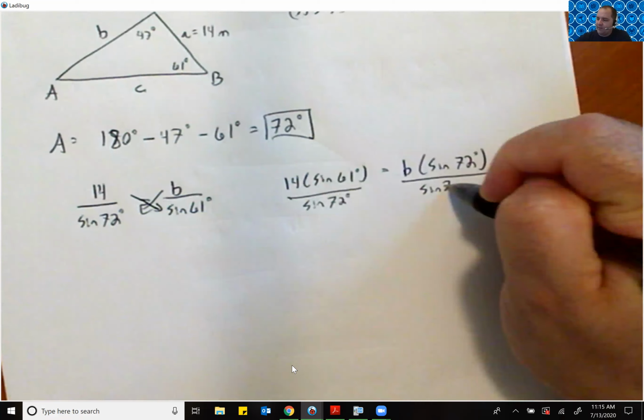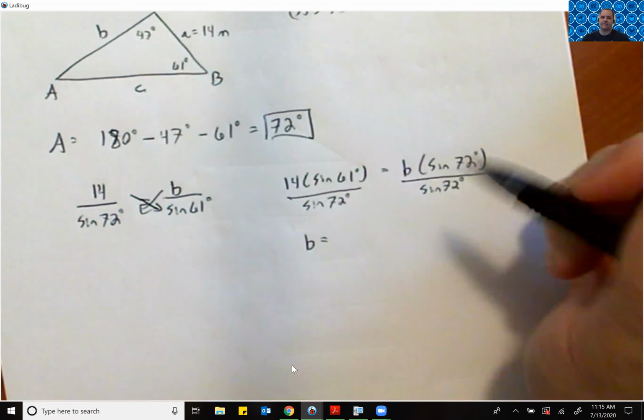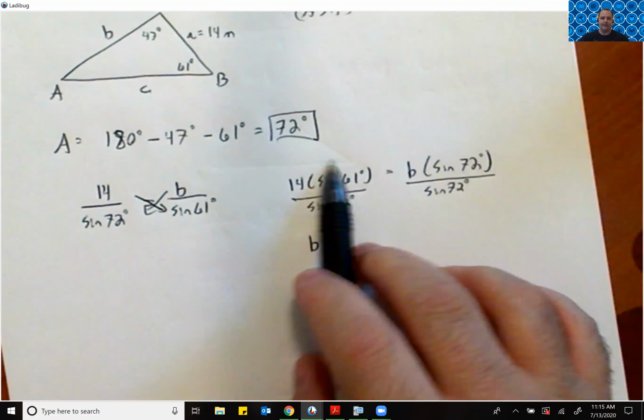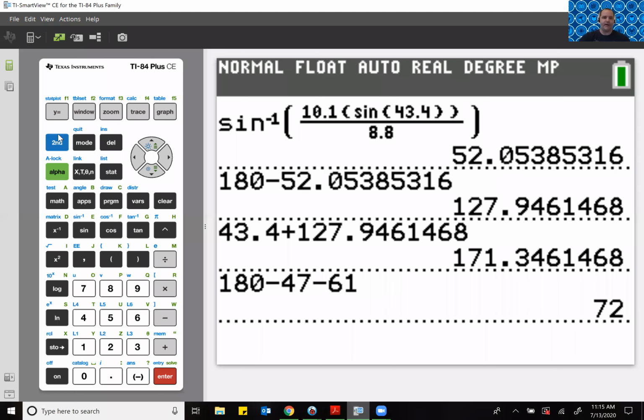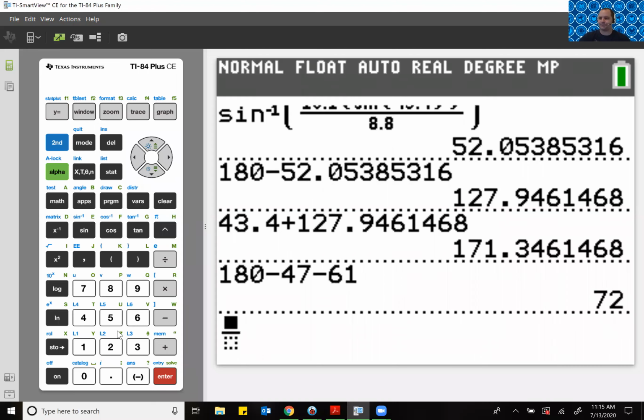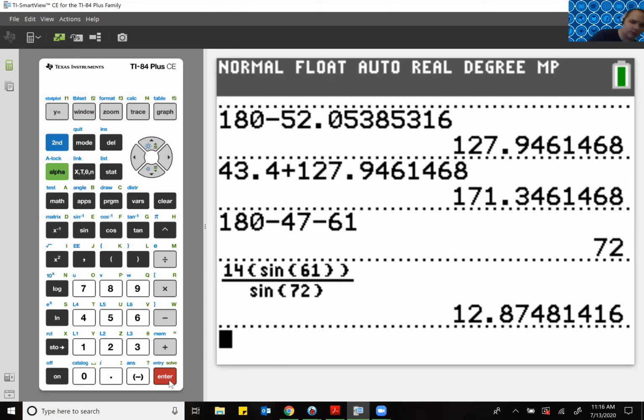And now you know what B is. B is going to be this guy. So let's just go to our calculator. Let it do its job. A lot of calculator work on this. So alpha y equals 14 sine 61. Close, close. And sine 72. And we get 12.874 blah, blah, blah, blah, blah.